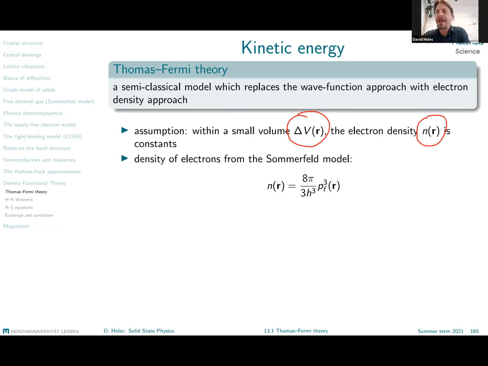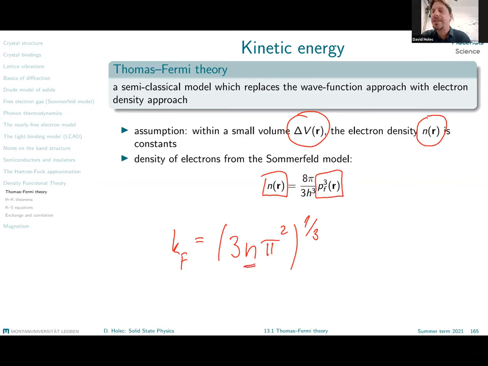Now, if in this space we have a certain charge density, we know how to link it with the maximum momentum of the electrons corresponding to this density. We'd use for that the Sommerfeld model. And in the Sommerfeld model, we have derived the relationship between the maximum K vector at the Fermi level, Kf, and the charge density to be 3n pi squared, and then we take the third root of that. So n is the electronic density, the charge density, so the number of electrons per unit volume, and Kf is the maximum occupied state with the longest K vector. So the K vector at the Fermi level.